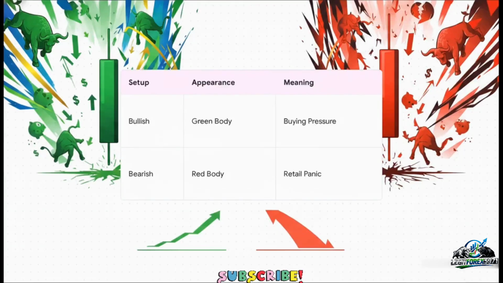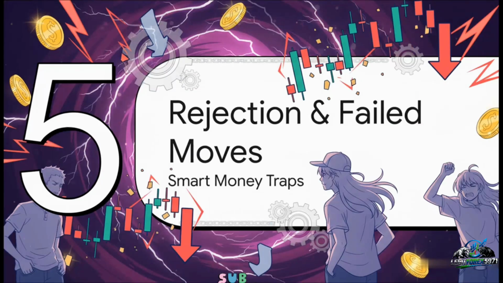Let's look at what complete market control actually looks like in real time. For a strong bullish setup, we're talking a massive green body with tiny wicks. This means buyers took control from the very first second and never let go. It's immense buying pressure and pure momentum. On the flip side, a strong bearish candle is a huge red body with almost no wicks. And let's be honest, seeing one of these form against your position is enough to induce a mild heart attack. It is pure, unadulterated selling pressure. It usually points to a violent momentum sell-off or pure retail panic where everyone is rushing for the exit doors all at once. Which perfectly sets up Section 5, Rejection and Failed Moves, the smart money traps.